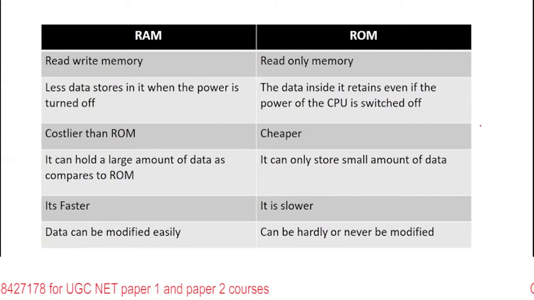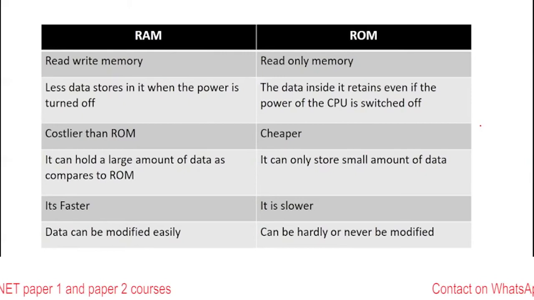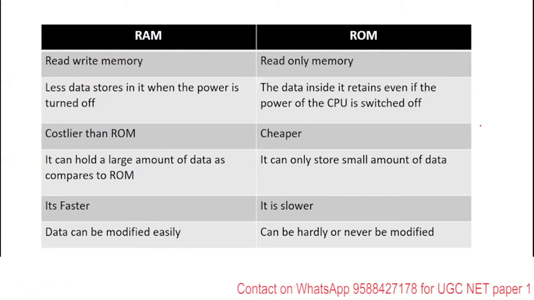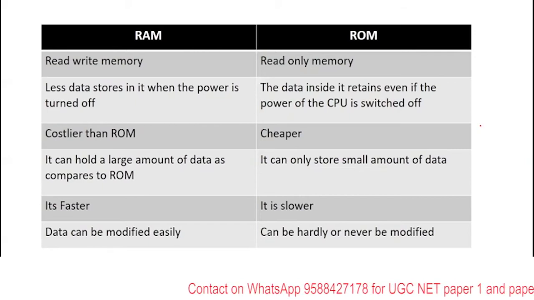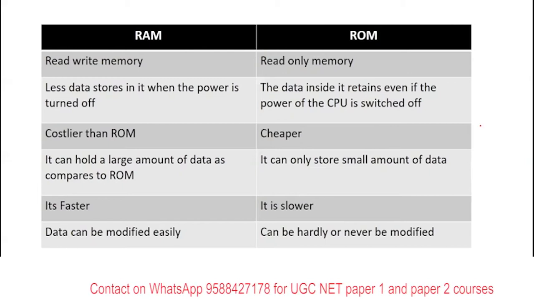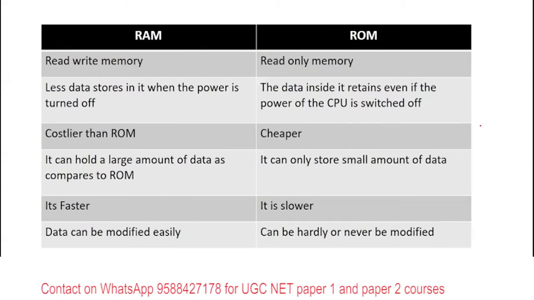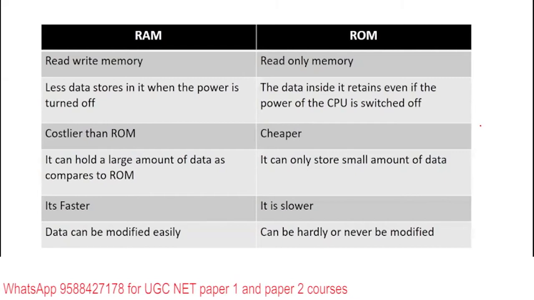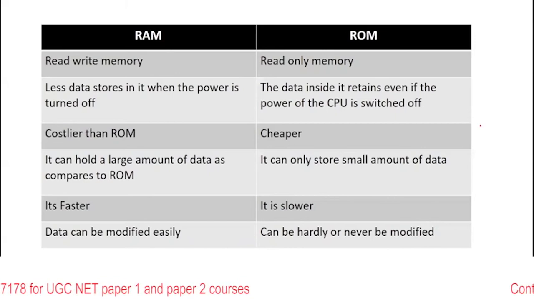RAM is costlier, whereas ROM is cheaper as compared to RAM. RAM holds a large amount of data compared to ROM, whereas ROM can store only a small amount of data. RAM is faster, whereas ROM is comparatively slow. RAM data can be modified easily, whereas ROM data can hardly or never be modified.